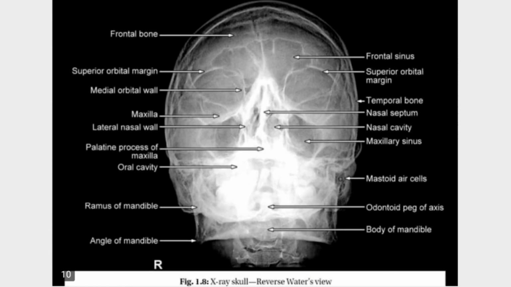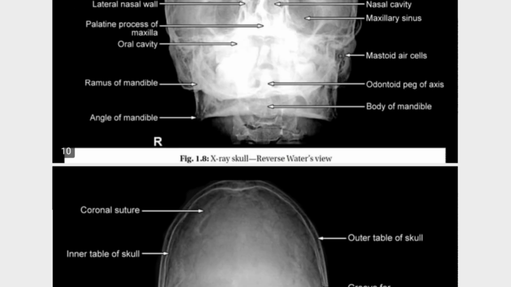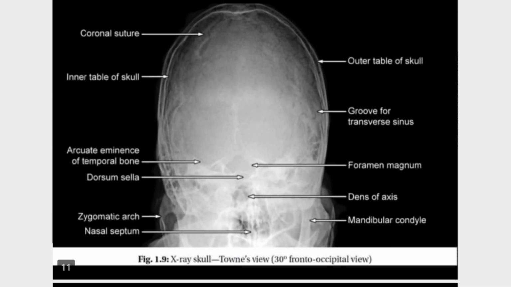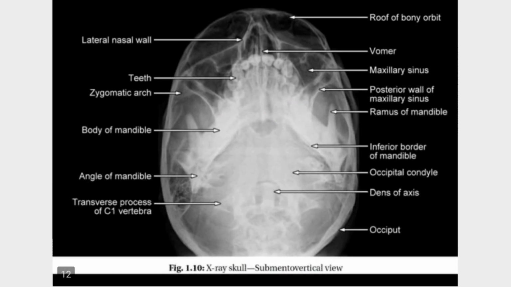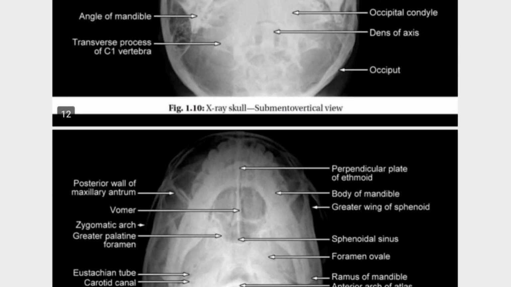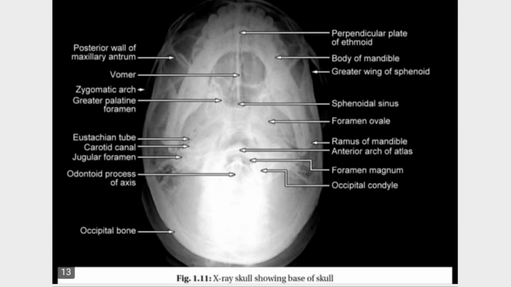This is something like a reverse Waters view. This is Towne's view. Towne's view is a 30-degree fronto-occipital view which is taken from the back side. This is X-ray skull submentovertical view. It is also known as basal view. This is X-ray of the skull showing base of the skull.